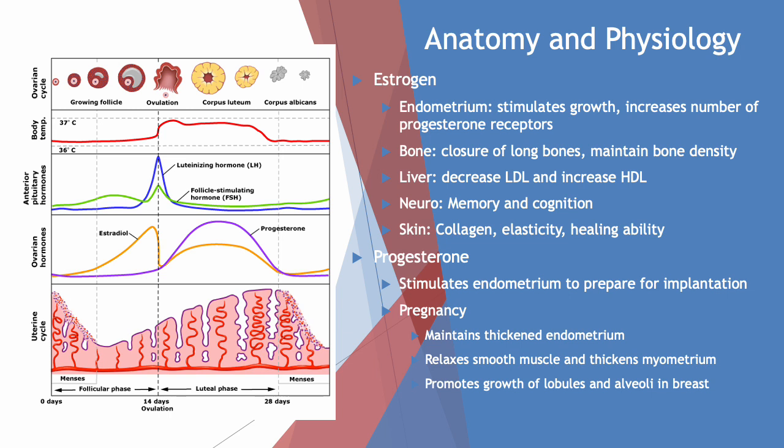And it also promotes the growth of lobules and alveoli in the breast so that eventually milk is produced there. And overall, the progesterone acts on the endometrium to activate the glands, the blood vessels, and increase glycogen and enzymes. So it's just stimulating all the nutrients and blood supply necessary to maintain pregnancy.